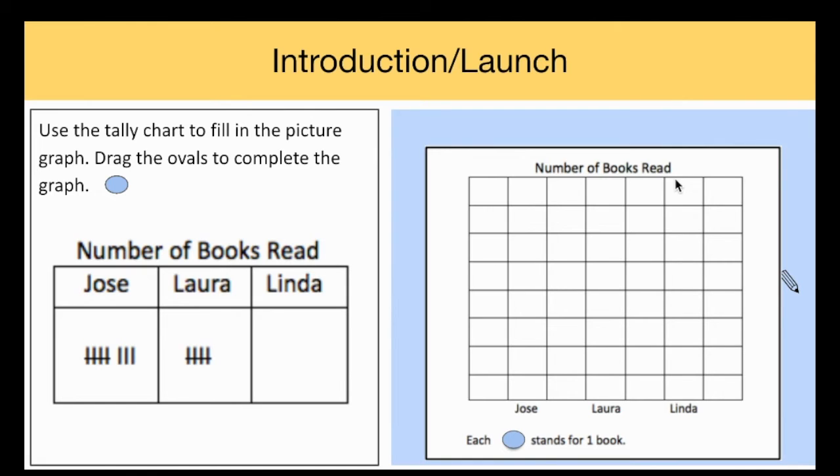Let's read the instructions from today's lesson. It says, use the tally chart to fill in the picture graph. Drag the ovals to complete the graph. So we have to drag the same number of ovals into these blank squares to show the data that was collected in the tally chart. Practice with me.